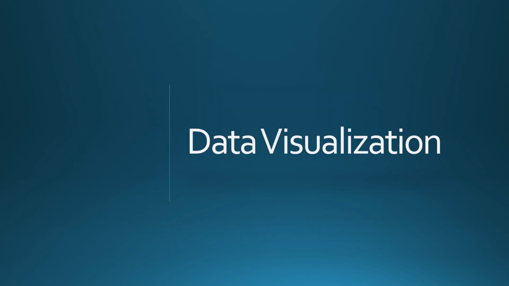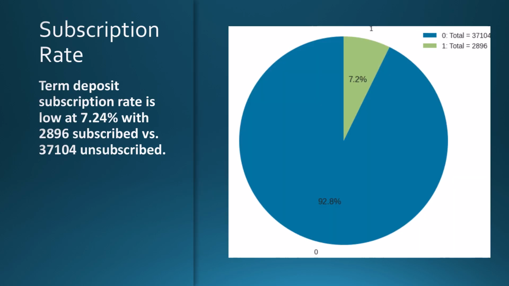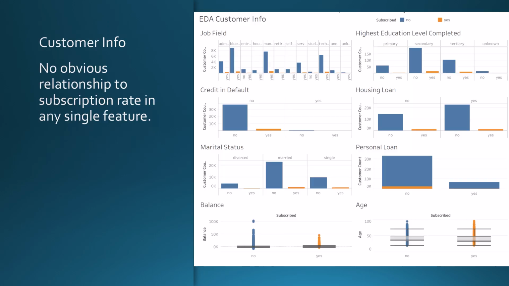Next, we'll use various plots to look for any patterns in the data. Since we have 14 features, I use Tableau to create and organize the visuals. With the pie chart, we can see the term deposit subscription rate is 7.24%, with only 2,896 subscribers out of the total 40,000 customers. With the imbalanced data set, it's difficult to see if there's any individual features contributing to a higher or lower subscription rate.